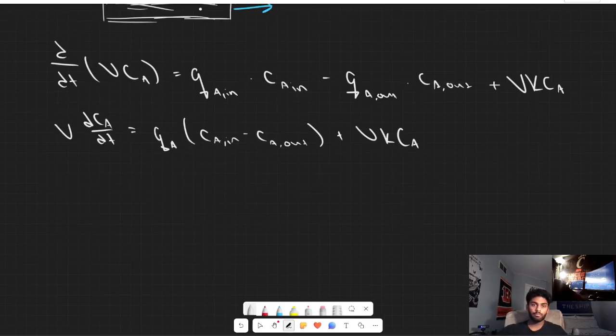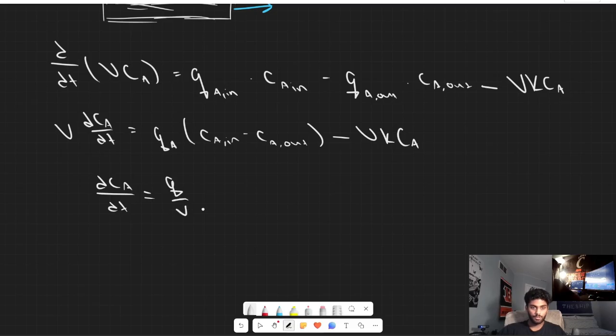Now the next thing we're going to do is our energy balance, but before that, a little fix here. This should be minus. Our reaction rate is taking away from species A. I'm going to divide both sides by volume, so our final mass balance will look something like this.